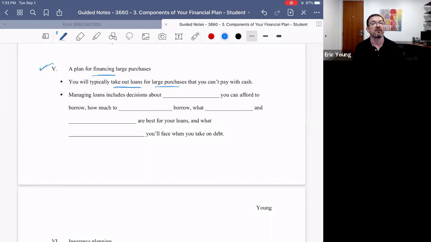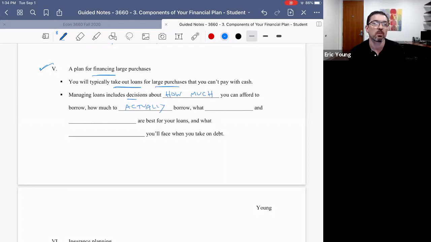So if you want to invest in that asset or buy that asset, you're going to have a little bit of liquidity, but also access to finance and credit. Okay. Managing loans, once again, is a series of decisions. Those decisions include the following. You have to make loan decisions about how much you can actually afford to borrow, how much you actually will borrow. Note that I make those separate.